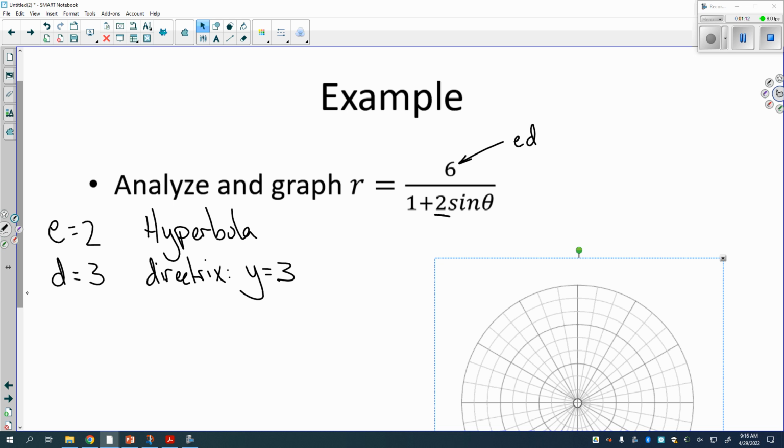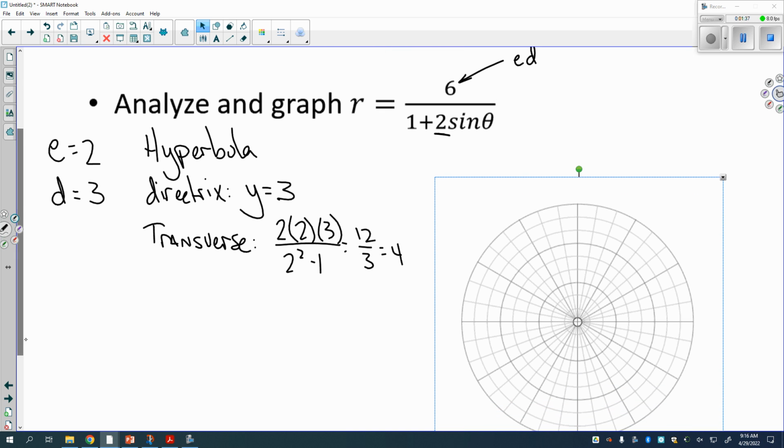I can find the transverse axis by using the equation earlier. 2 times E times D over E squared minus 1. I go through, I simplify that, that's 12 over 3, or 4.